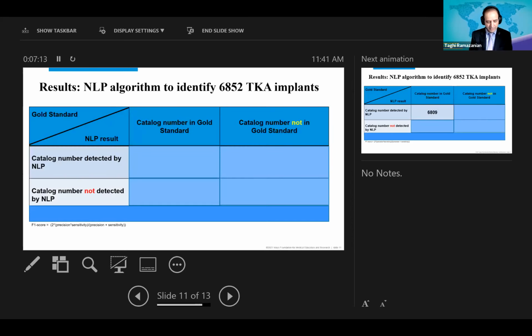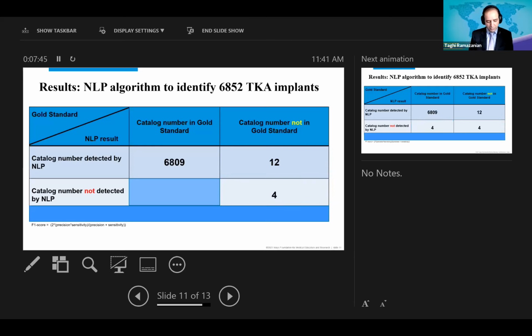And this slide shows the performance of the NLP algorithms in detecting 6,800 implants and mapping them to UDI numbers from almost 1,600 operative notes. So as you can see, NLP algorithms detected 6,809 catalog numbers that were in operative notes and 12 catalog numbers that were not in operative notes.